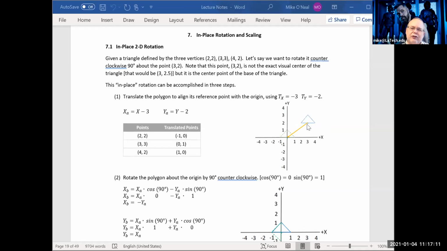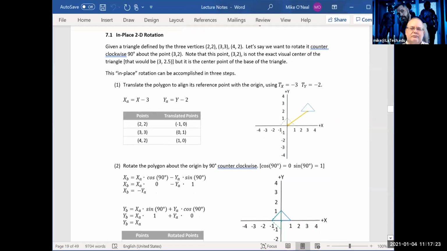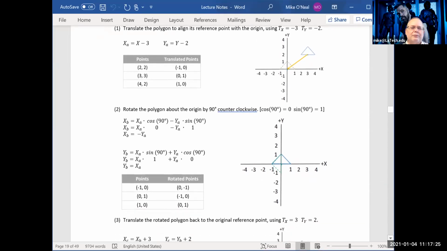Okay, so the first thing I do is I take this object and I move it to the origin. So the reference point will move to the origin. After I've done that, I then perform my rotation. We're going to do a 90 degrees counterclockwise rotation. My object here is blue. I don't know if you can see it, but in green, I have green dashes. I have the rotated object.